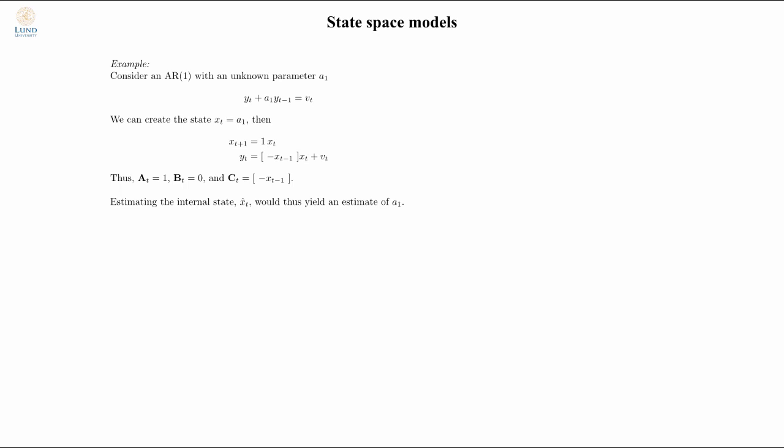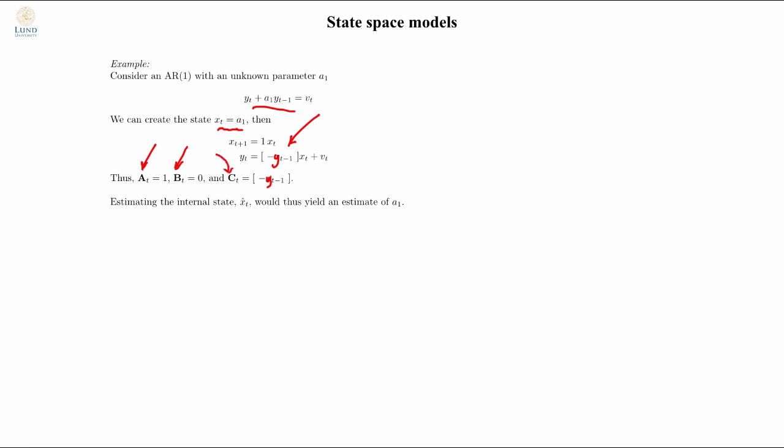Here is such an example. So here is an AR1, so I have a process like this. I will then select my state x of t as A1, the unknown and desired parameter that I seek to estimate. I will want to estimate the states x of t here, and that will then give me an estimate of A1. If I do that, the C matrix will be this. This should of course be a Y, such that my state matrices A, B, and C are formed like this.